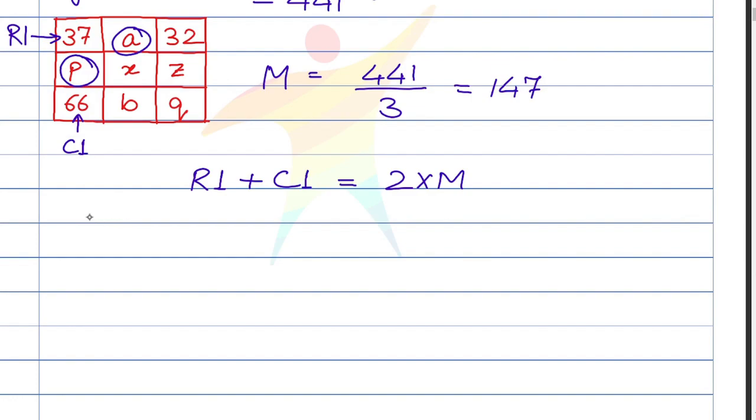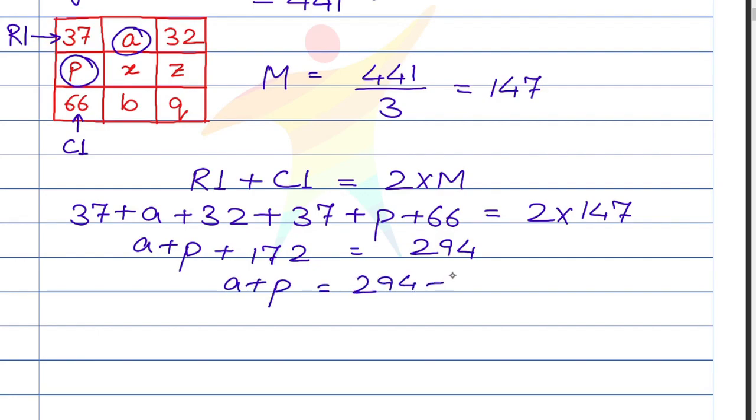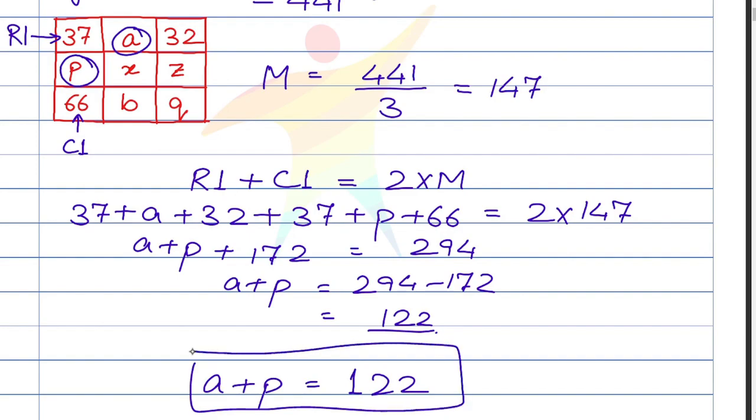So let's add the row 1 elements, 37 plus A plus 32, plus the column 1 elements, 37 plus P plus 66, which is equal to 2 times 147. So this is equal to A plus P plus 172 is equal to 294, and the sum A plus P is equal to 294 minus 172. So this is equal to 122. So the sum of A plus P is equal to 122, and this is the right answer.